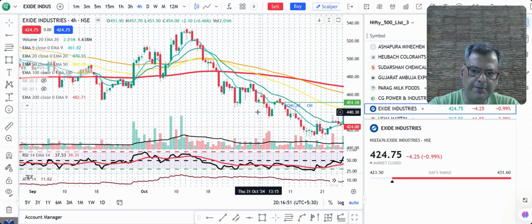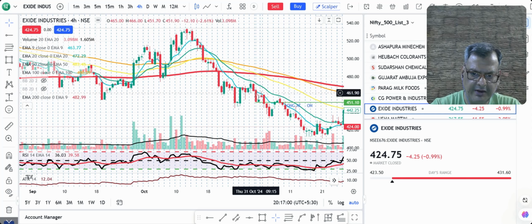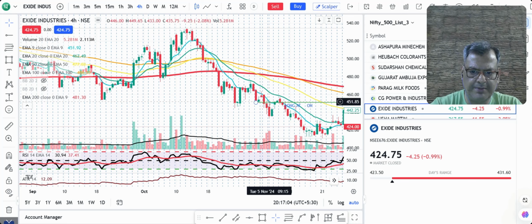So where will you keep your SL here? If you entered short here, should you place your SL here? If you placed it here, obviously you're still in the trade. You have to place your SL at an appropriate place. You could have kept your SL somewhere.